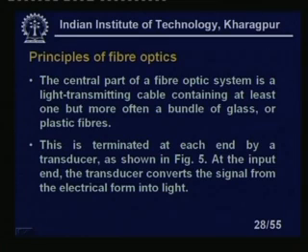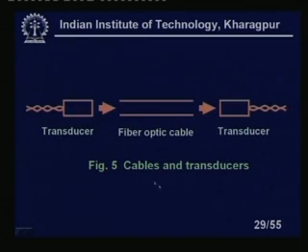This is terminated at each end by a transducer as shown in figure 5. At the input end, the transducer converts the signal from the electrical into light. You see, I have a transducer where the electrical signal is coming from the left-hand side, and the light is getting launched through this fiber optic cable.